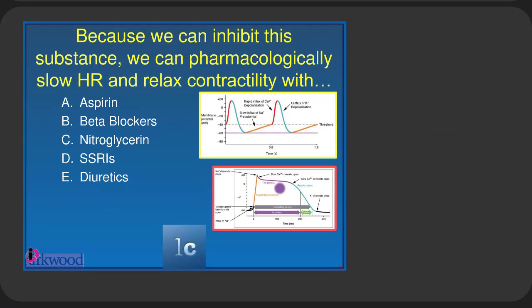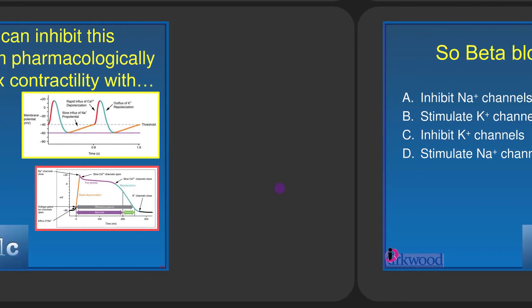Because we can inhibit this substance, we can pharmacologically slow heart rate and relax contractility with, some of you might know this, beta blockers. Beta blockers actually slow heart rate and relax contractility. It's the way to slow down a heart that's working too hard, or a heart that's working so hard that it causes pain. It's a way to calm the heart down before it causes itself pain, which is called angina.